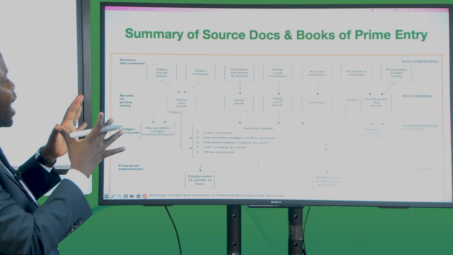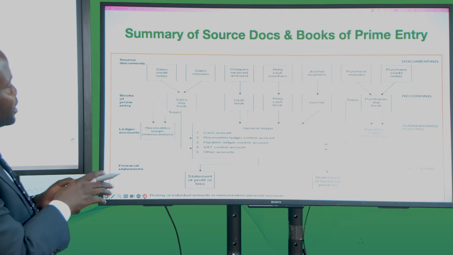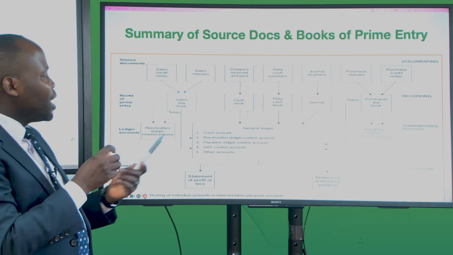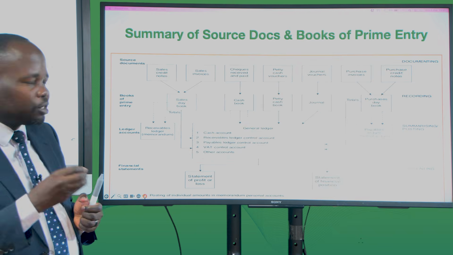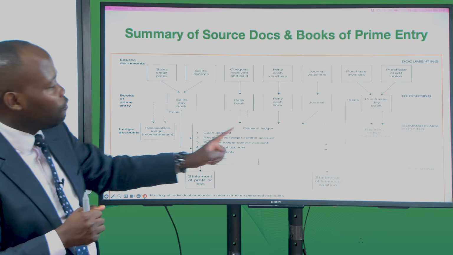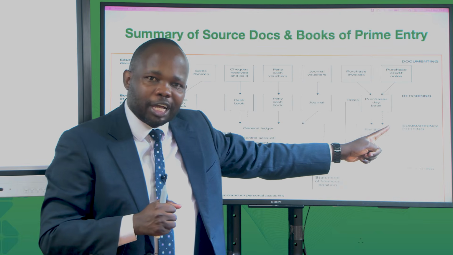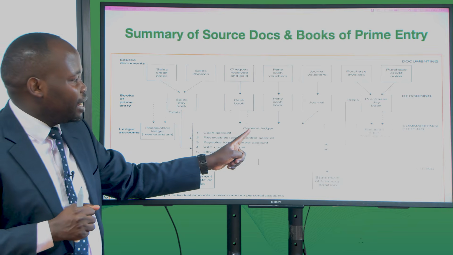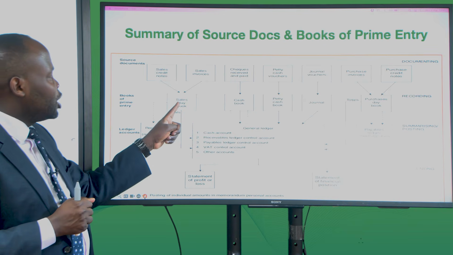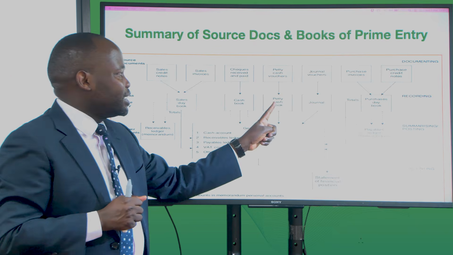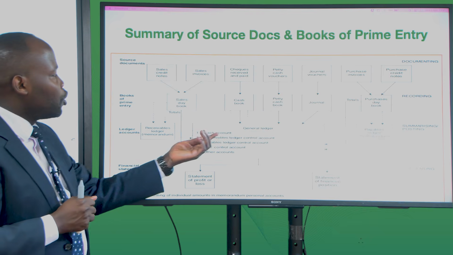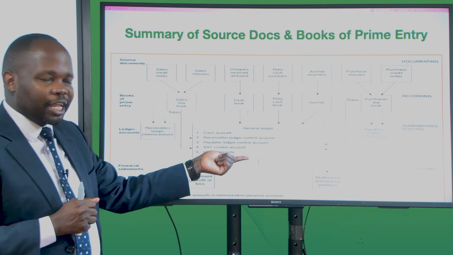Now, once we have all these documents, we want to look at what we call a general ledger. We have what we call ledger accounts. So we have what is called the receivables ledger. We have what we call the payables ledger, and we have what we call a general ledger. So entries in the sales day book, cash book, petty cash, and even journal entries can all go into the journal in the general ledger.